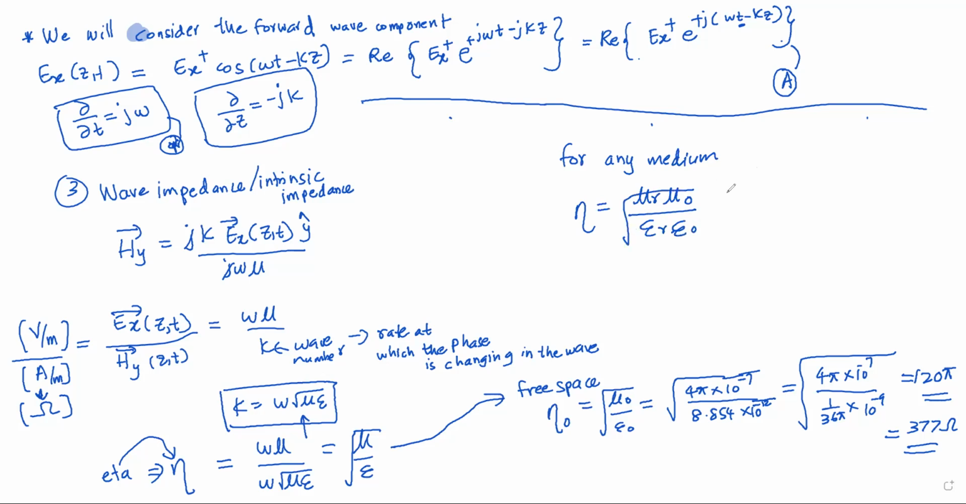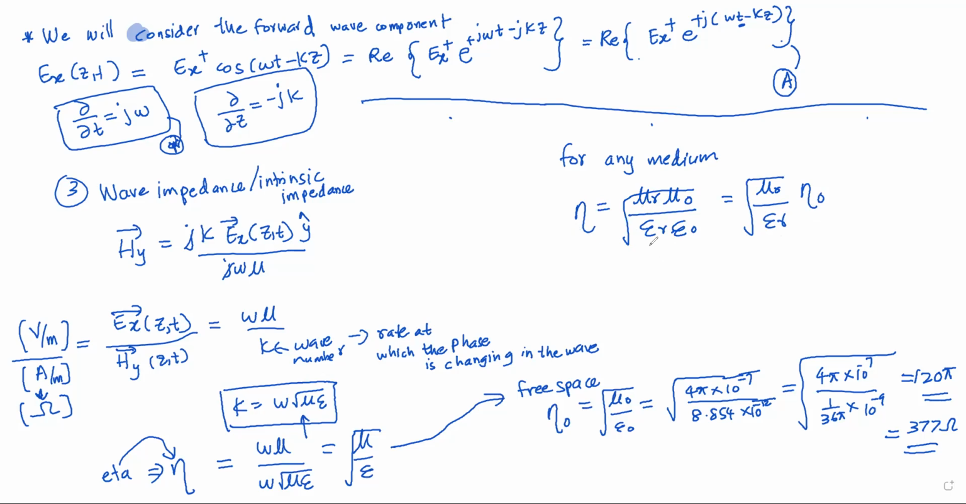Right. So depending on the characteristic of the medium, we have the values of mu r and epsilon r. These are the relative permittivity and permeability values. So if we know these values, we can substitute them and find the intrinsic impedance value.